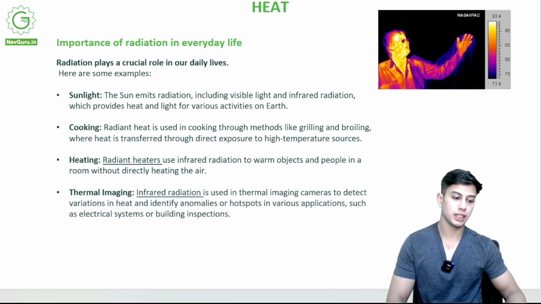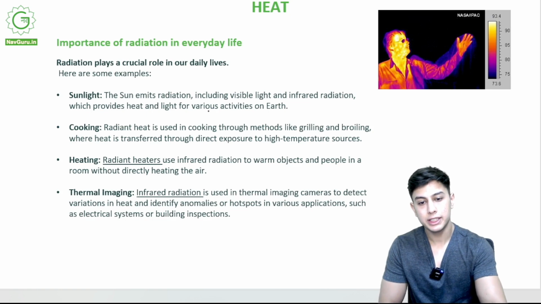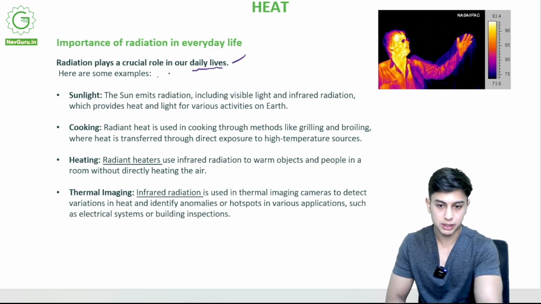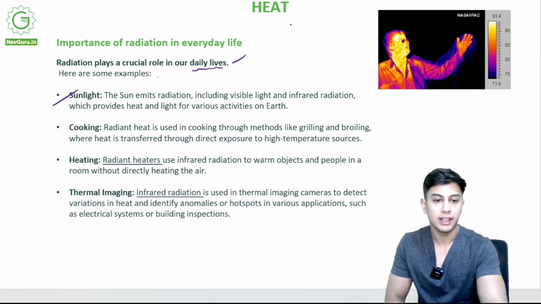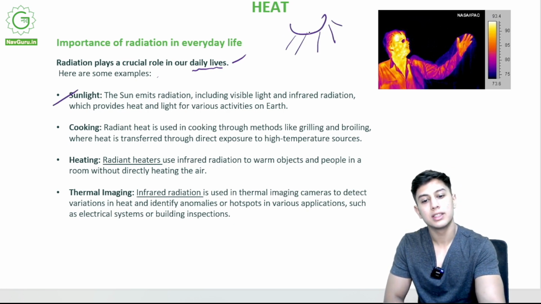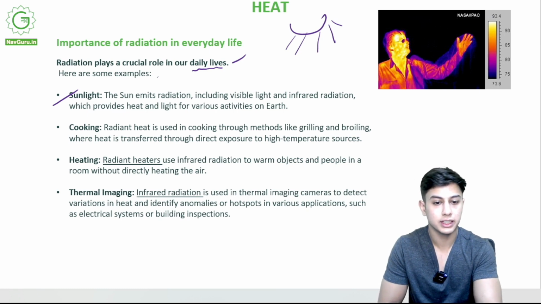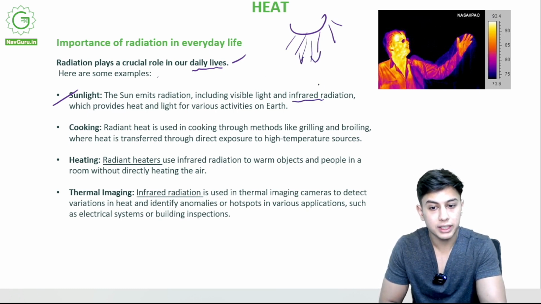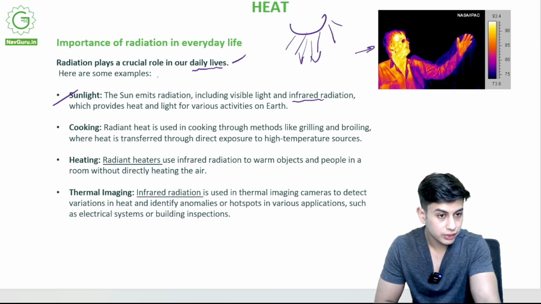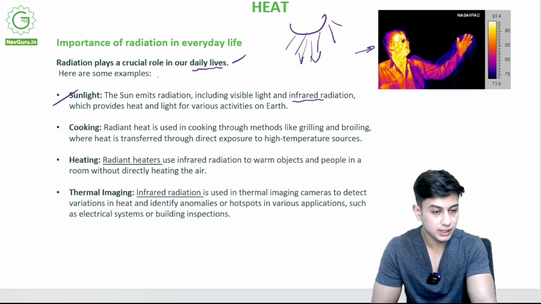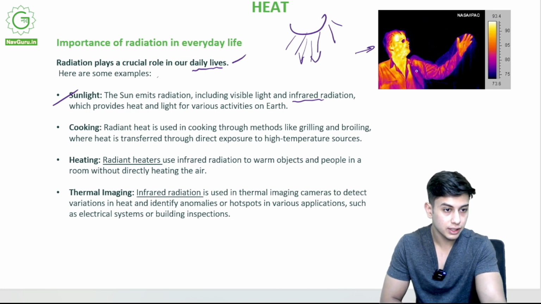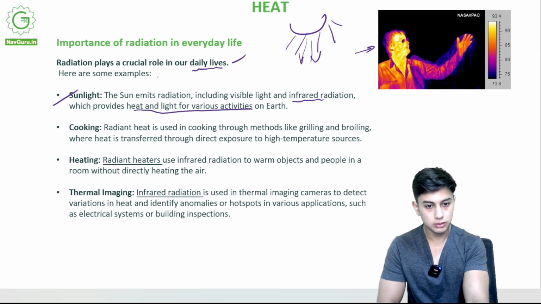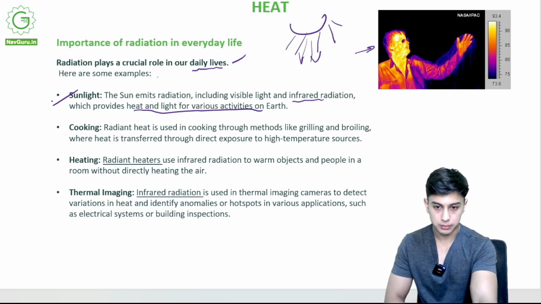Importance of radiation in our everyday lives. Radiation plays a crucial role in our daily lives, okay. Here are some examples. Sunlight, the light coming from the sun. This is also radiation. The sun emits radiation including visible light, some light we can see, and infrared radiation which we can't see but we can see through specific cameras. See, this is heat, this is his heat signature, and I can see it in an infrared camera, okay, which provides heat and light for various activities on the earth.